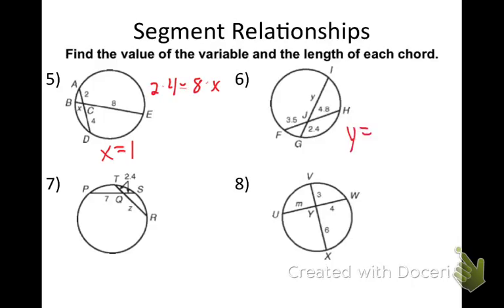Number 6. What did you get for y, Max? 7. Y equals 7. How did you get that, Max? Because it's 3.5 times 4.8 is 16.4 or something. Divided by 2.4 is 7.